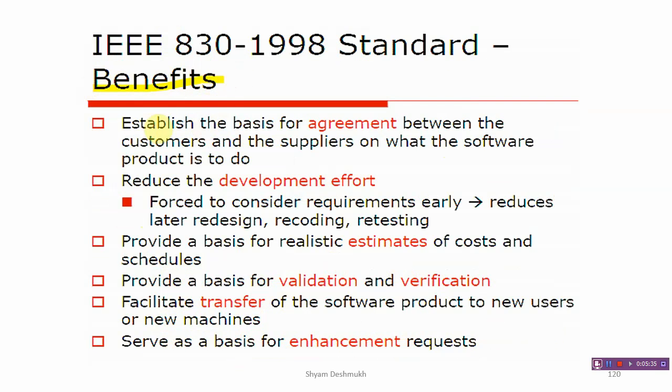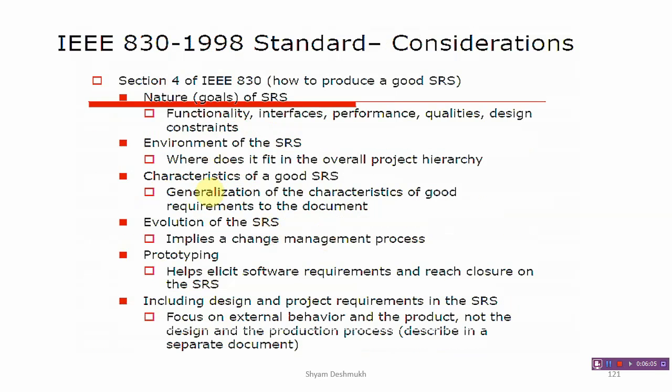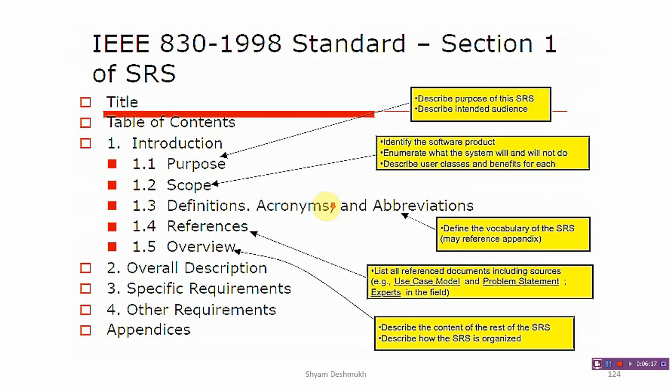The benefits of this standard are that it establishes the basis for the agreement between the customers and the suppliers on what the software product is to do. It helps to reduce the development effort, to provide a basis for realistic estimates of cost and schedules, to provide a basis for validation and verification, and to facilitate transfer of the software product to new users or new machines. It also serves as a basis for enhancement requests. So there are various considerations in IEEE standard 830. You can just go through those. We will see the different sections which are important to us.